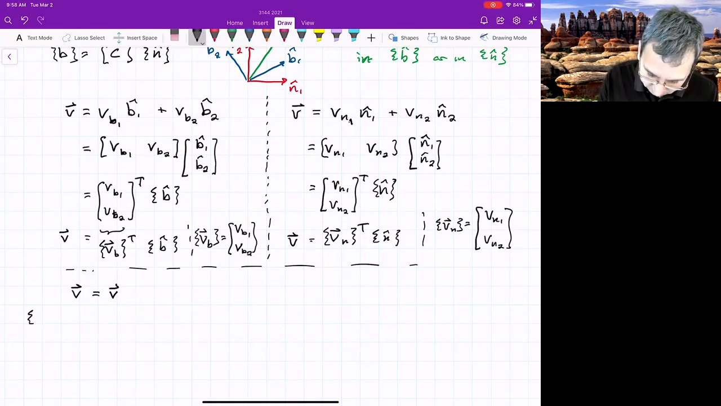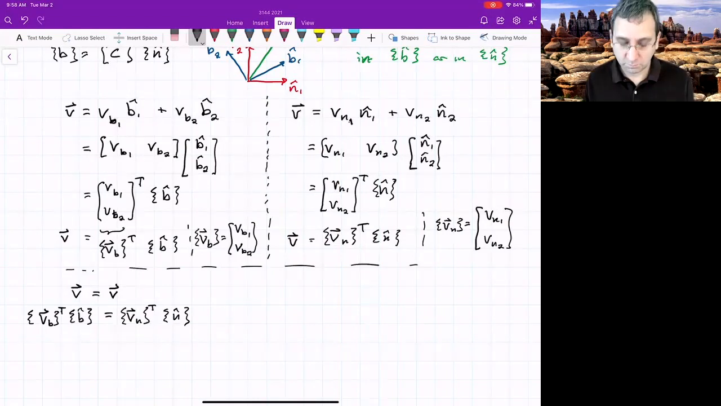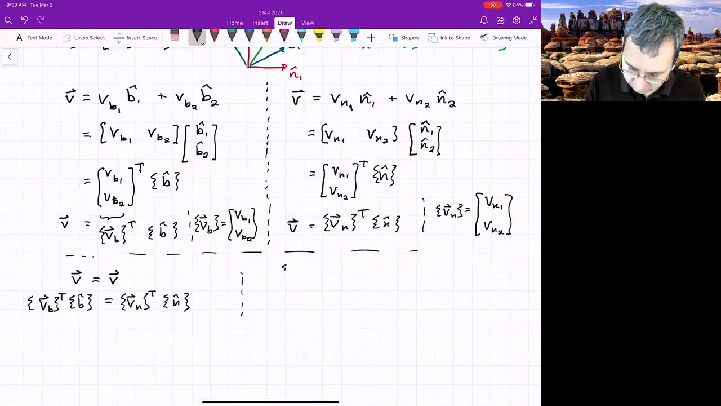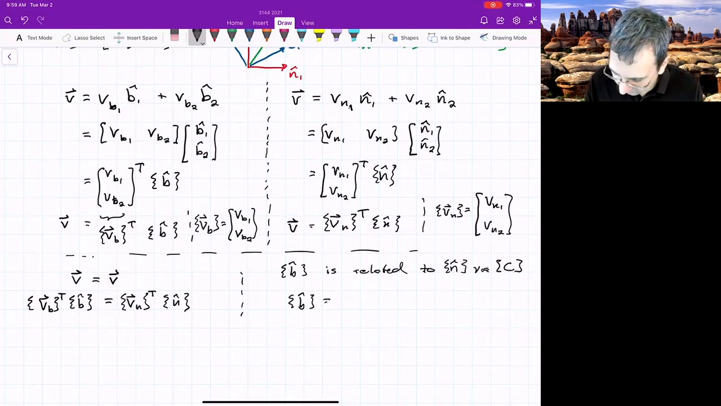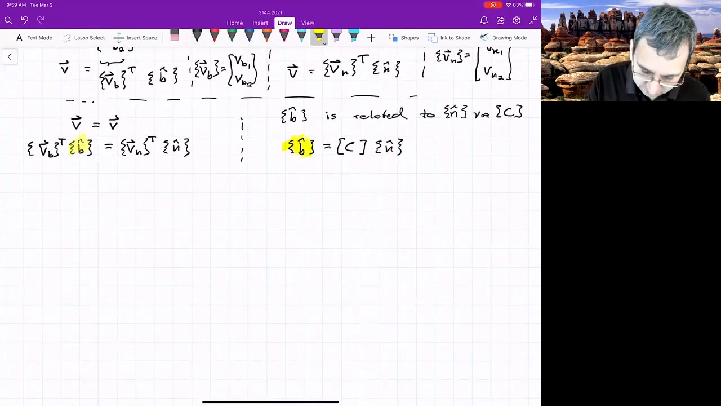Let me write it this way. V_B transpose times B equals, and on the right-hand side, I'll write V_N transpose N. But now I can substitute in that I know how the B unit vectors are related to the N unit vectors. B is related to N via that matrix C. B equals C N. So let me then substitute in, right? I've got B over here. So I'll just substitute in.